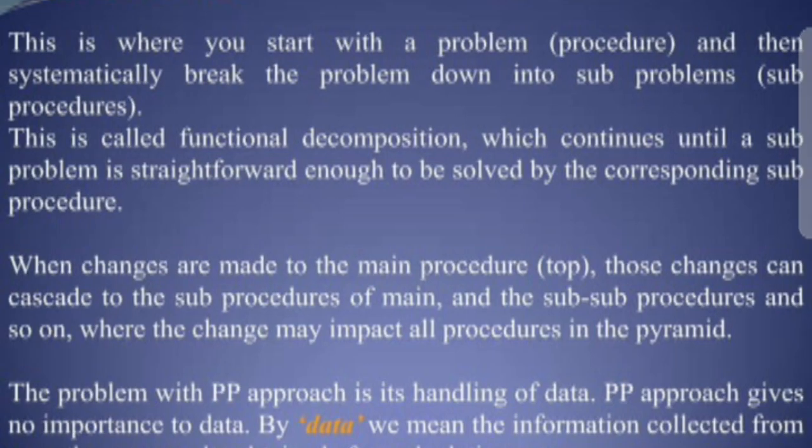The design method used in procedural programming is called top-down design. This is where you start with a problem procedure and then systematically break the problem down into sub-programs and sub-problems, sub-procedures. This is called functional decomposition, which continues until a sub-problem is small enough to be solved by the corresponding sub-procedure.